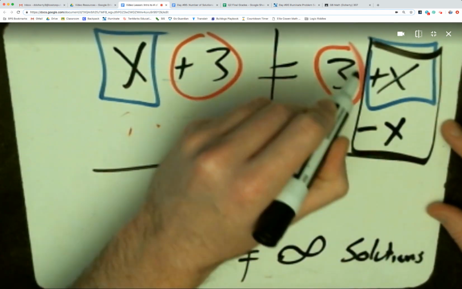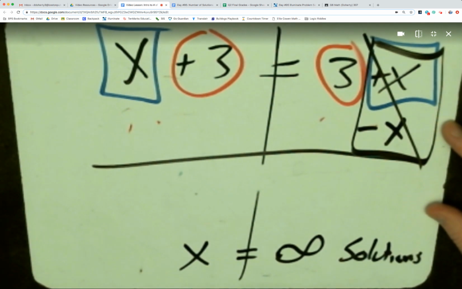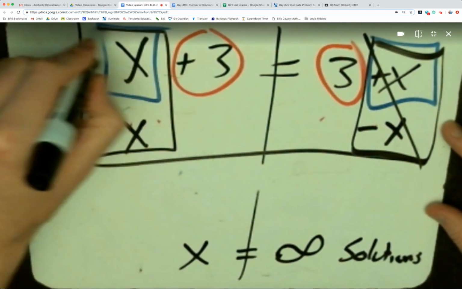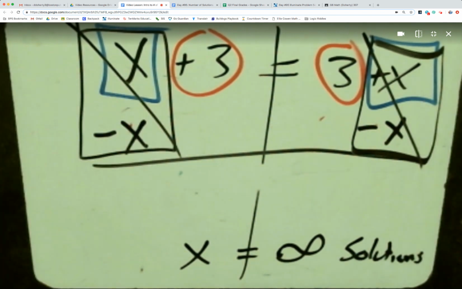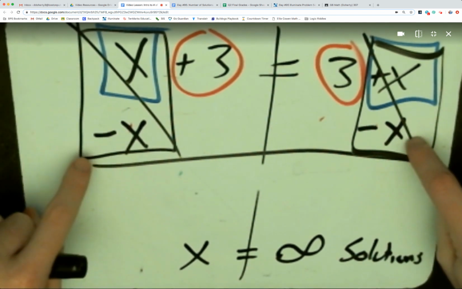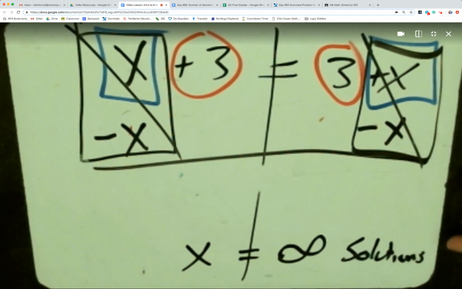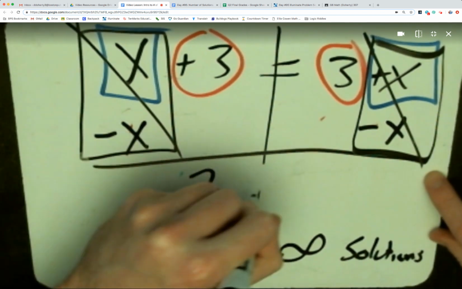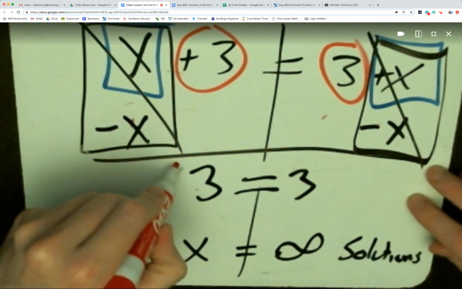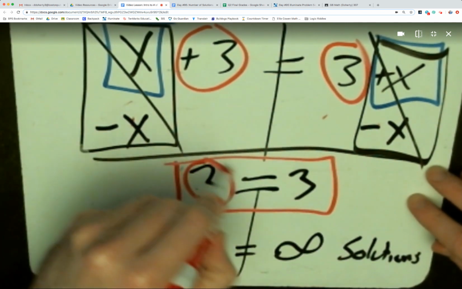Positive x minus x is eliminated. I need to do the same operation here, and what do I see? On both sides of the equation, because the variable terms were identical, positive x and positive x, they eliminated each other when I tried to gather them to the same side of the equation. The only thing that was remaining is a true statement. 3 equals 3.